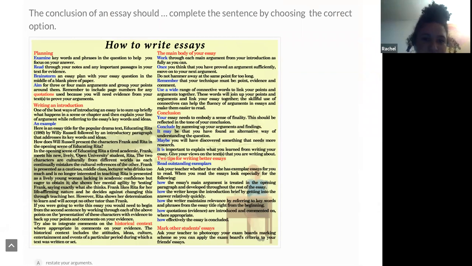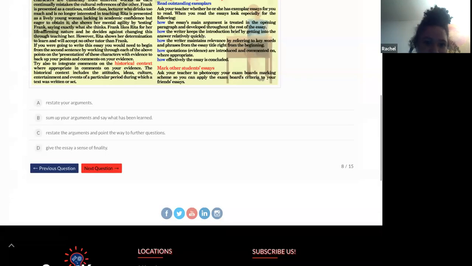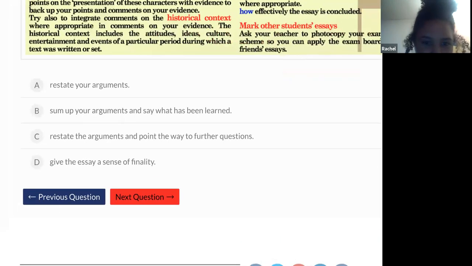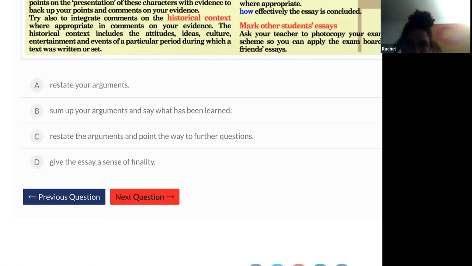The conclusion of an essay should... complete the sentence by choosing the correct option. Sum up your argument. Is it give the essay a sense of finality? That's true. That is a certain point. But overall, in the conclusion, what do you have to write? Do you write the whole points all over again, or do you have to do something else? Sum up the arguments and say what's been learned. That's right. So you sum up your arguments and say what has been learned.